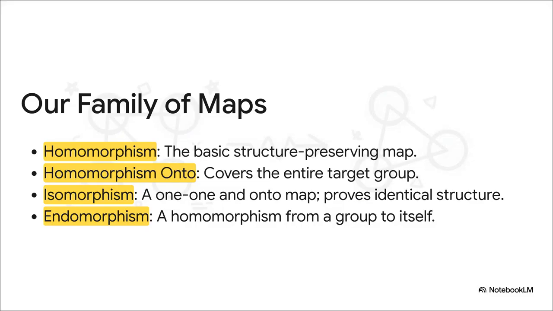So let's do a quick recap of our little family of maps. The homomorphism is our base model. It preserves structure. If it covers the entire target group, it's a homomorphism onto. If it's also a perfect one-to-one match, it gets upgraded to an isomorphism. That's the gold standard, showing two groups are identical. And if a map just goes from a group back to itself, we call it an endomorphism.